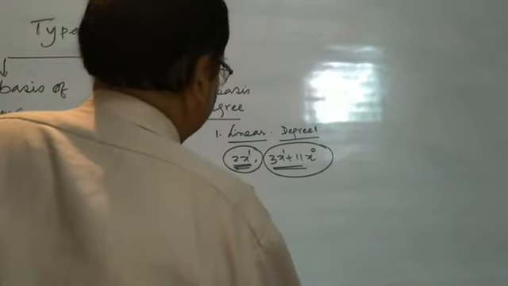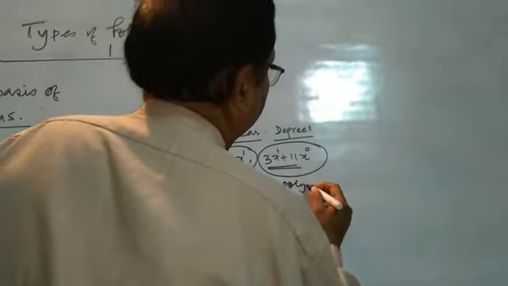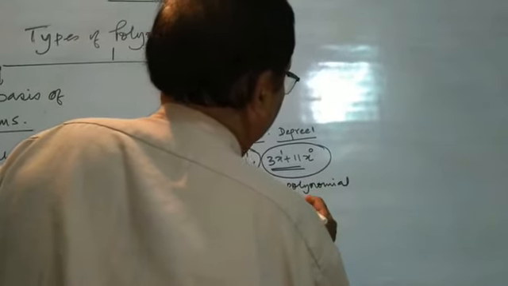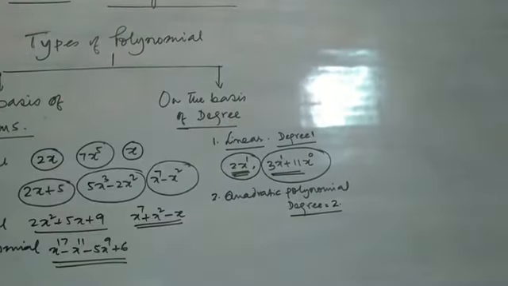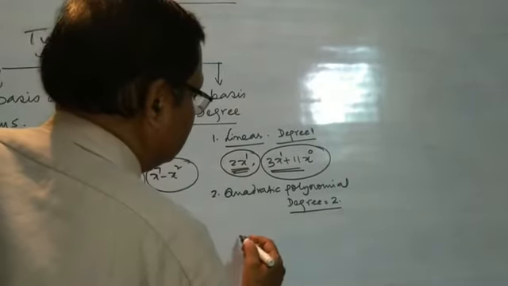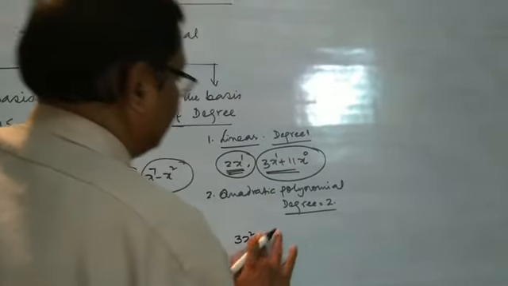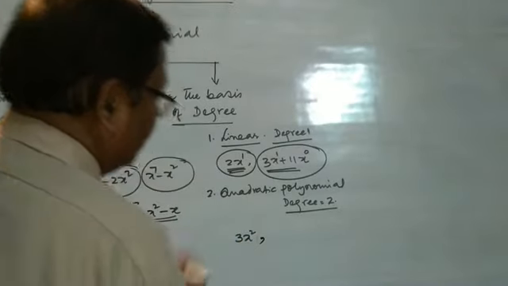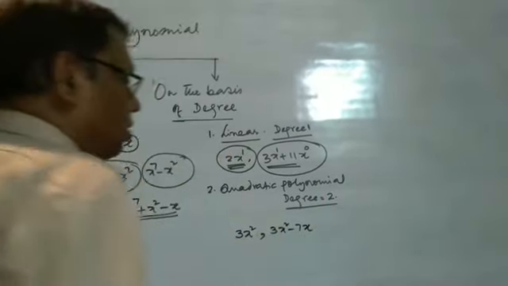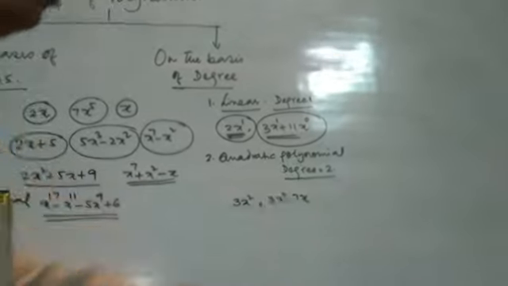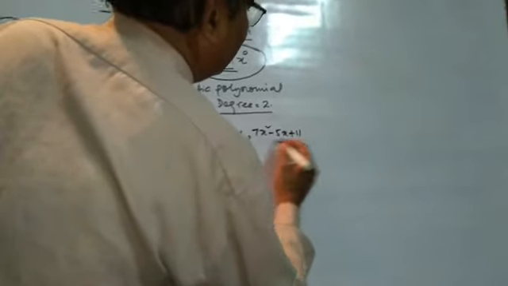Now the second one is the quadratic polynomial. Quadratic polynomial, degree 2. Any second degree polynomial will be termed a quadratic polynomial. Let me give you the examples. 3x squared is an example of a quadratic polynomial. We can write 3x squared minus 7x. This is also a quadratic polynomial because the highest power happens to be 2. And this one is 7x squared minus 5x plus 11, a quadratic trinomial.